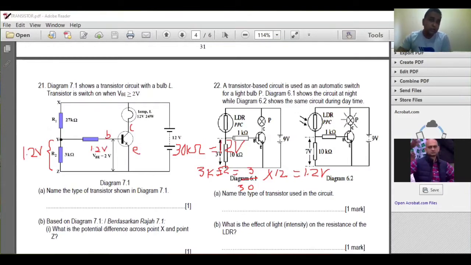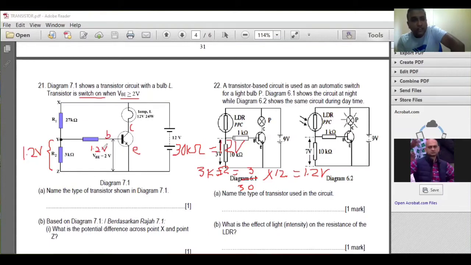According to the question, the transistor will only be switched on when the base voltage is at least greater than 2 volt. But now we can see that the base voltage is 1.2, because this voltage will affect your base voltage. So 1.2 is smaller than 2 volt. That's why your bulb will not light up, or we call it transistor switch on. So your transistor won't be on, and your bulb can never light up.